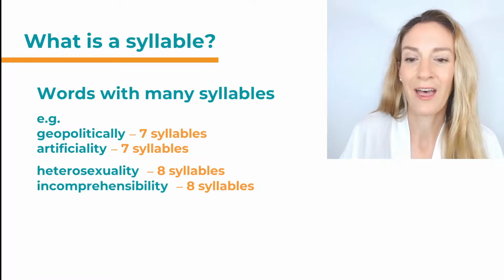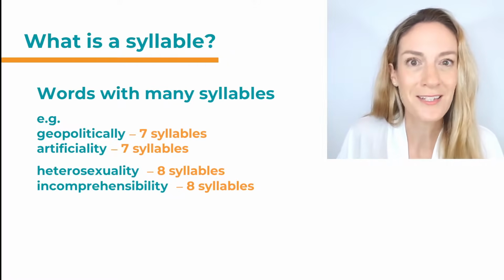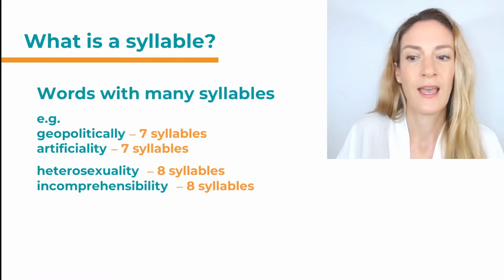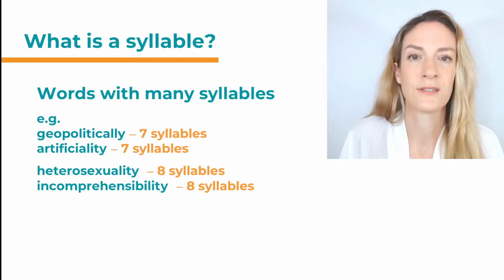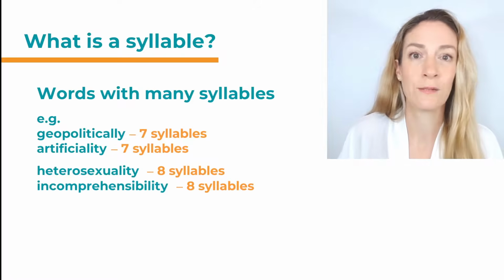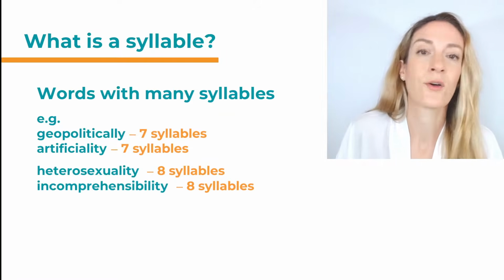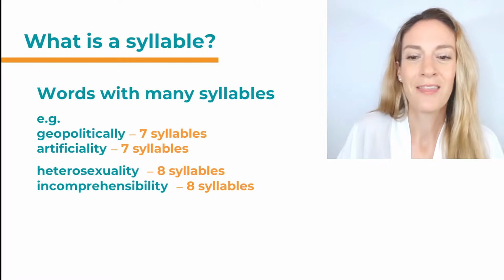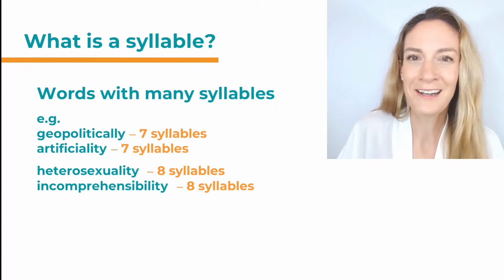And then we have 2 more words with 8 syllables. I'm pretty sure you've heard my first example, heterosexuality. So here we have 8 syllables, heterosexuality. 8 syllables long. And this is not a common word, but I'm pretty sure you have heard it before. And then another word, this is really long.